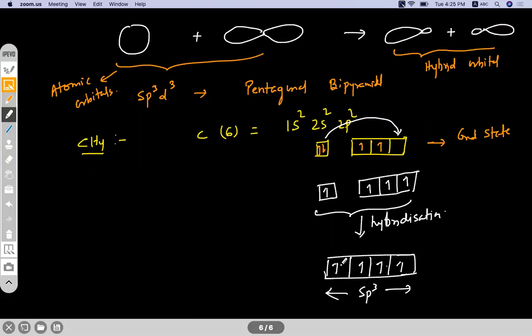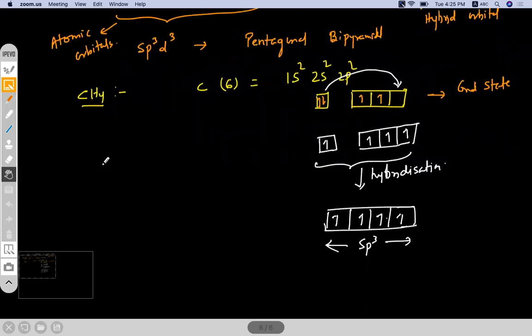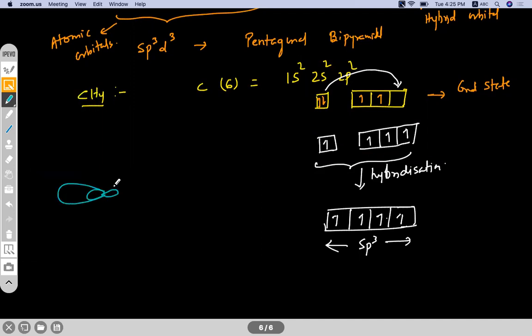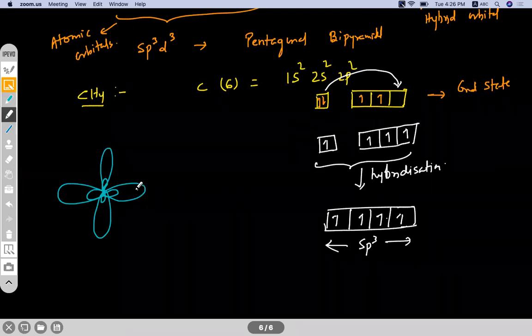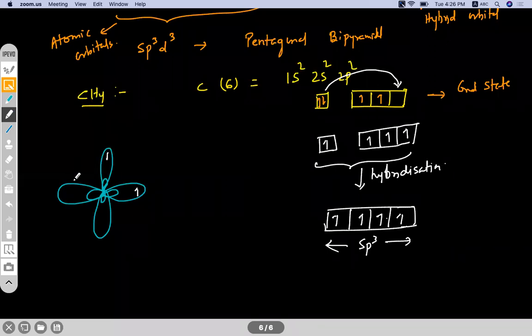Then the 1s orbital of hydrogen makes a bond with this sp3 hybridized orbital, and we get the CH4 molecule. If you look at this structure, we have 4 sp3 hybridized orbitals of carbon, which have 1 electron each, as it is written here.